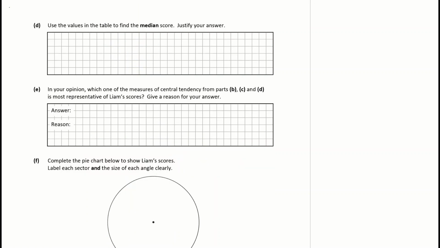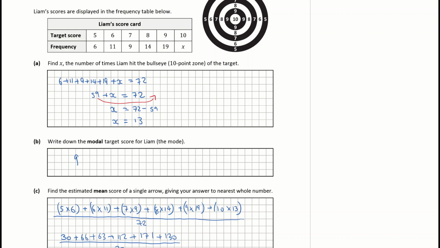Part D to that question, use the values in the table to find the median score. Justify your answer. So the median score is always going to be the middle value. I'm just going to scroll back up to my table now and figure out which is going to be the middle value. If you wanted to, you could list out all the values, the 72 of them. But a quicker way of doing it is just think about how many arrows Liam hit. He hit 72 arrows. So if I divide that by 2, I get 36. So I'm looking basically for the middle of 72 numbers.